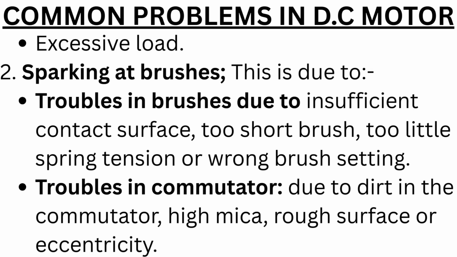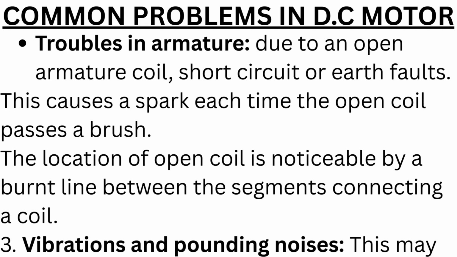This is due to troubles in brushes due to insufficient contact surface, too short brush, too little spring tension or wrong brush setting. Troubles in commutator. Due to dirt in the commutator, high mica, rough surface or eccentricity. Troubles in armature. Due to an open armature coil, short circuit or earth faults. This causes a spark each time the open coil passes a brush. The location of open coil is noticeable by a burnt line between the segments connecting a coil.